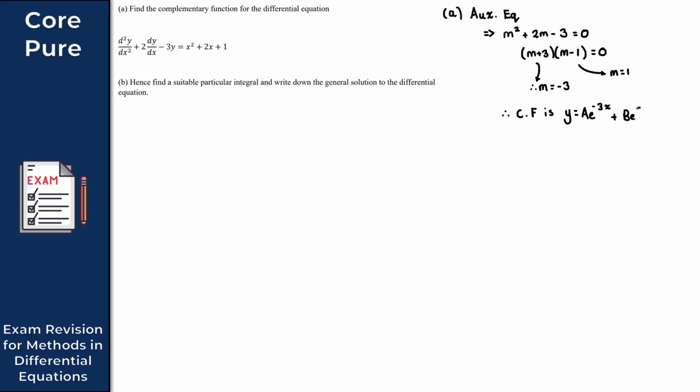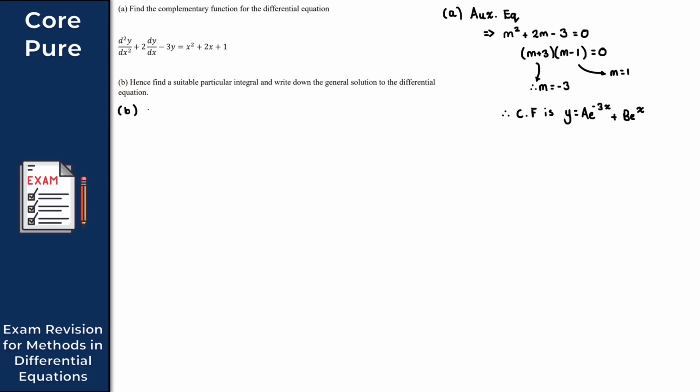So be to the x there. Okay. So there we have it then. That gives us the solution to part A. That is just the complementary function there. Now for part B then, it says hence find a suitable particular integral and write down the general solution to the differential equation.